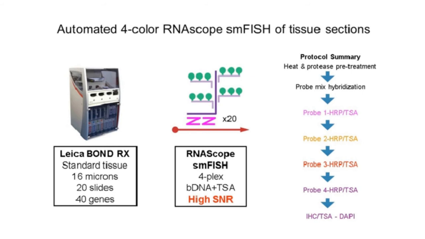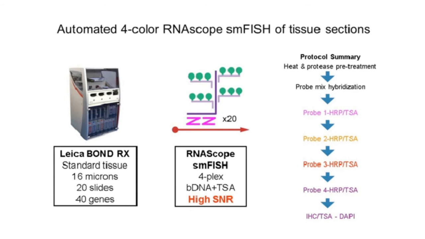Using the stainer, we automate all steps in 4-color RNAscope and subsequent immunostaining. Here we can process about 20 slides in a single run with 10 probe mixtures. So that means that we can screen about 40 genes with 2 replicates. A single staining cycle takes about 14 to 17 hours. So this is something that could be done in the lab overnight.